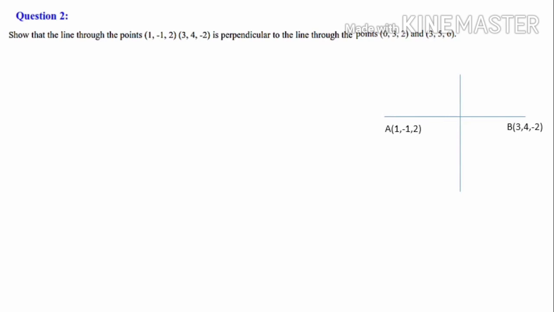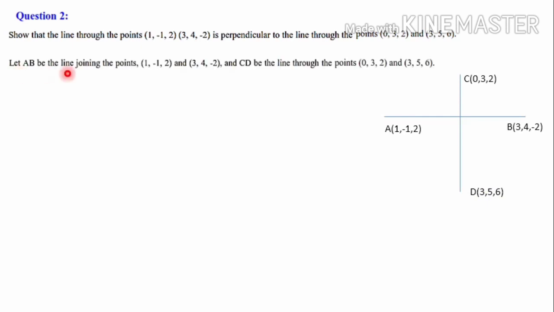So AB and CD we have taken. Point A we have taken as (1, -1, 2), point B as (3, 4, -2), point C (0, 3, 2) and point D (3, 5, 6). Let AB be the line joining the points (1, -1, 2) and (3, 4, -2), and CD be the line through the points (0, 3, 2) and (3, 5, 6). So let's go for finding the direction ratios of the first line AB.